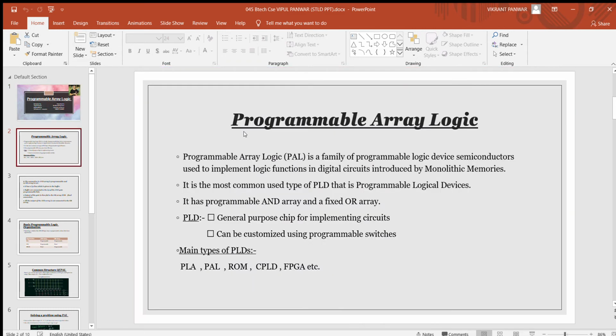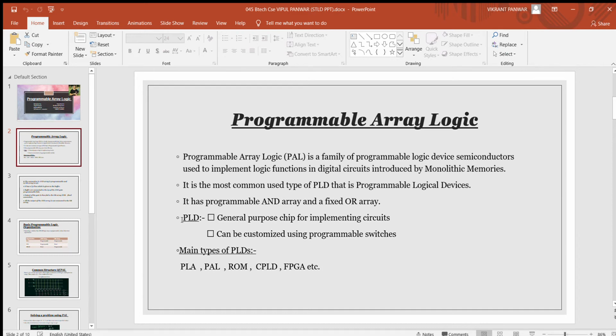So basically, ma'am, programmable array logic is the most commonly used type of PLD. PLD is basically programmable logic devices. These PLD devices are used to implement logical functions in digital circuits. Now, talking about programmable array logic, it basically has a programmable AND array and a fixed OR array. These things I'll explain in the coming diagram.